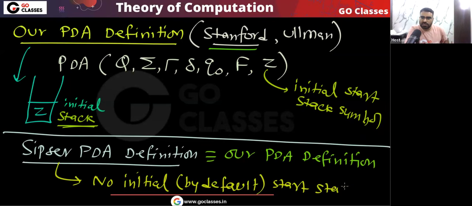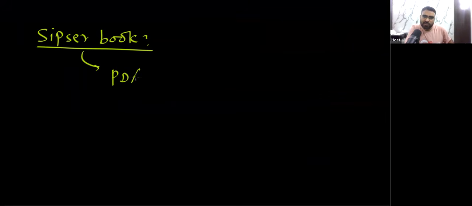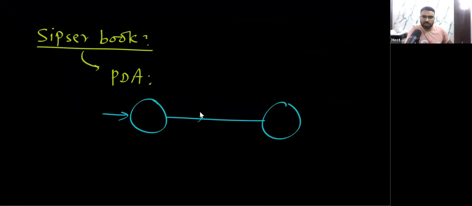Okay, is this clear? Please tell me. So let me tell you what the CIPSR will do. If you see any PDA in the CIPSR book, what will happen? The CIPSR will first put this symbol hash or dollar or whatever on the stack. Initially it will put this symbol Z on the stack. Basically, this is what the CIPSR will do.